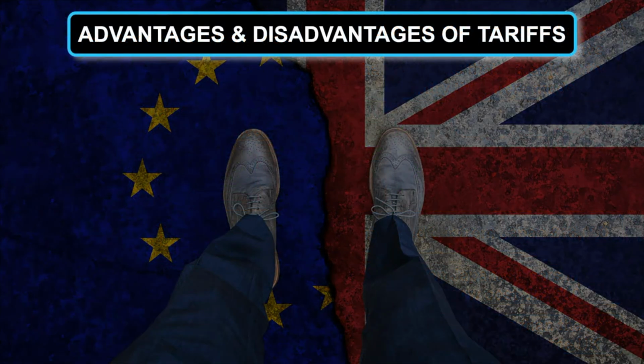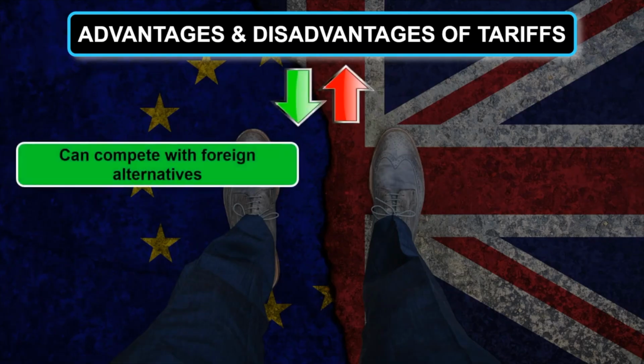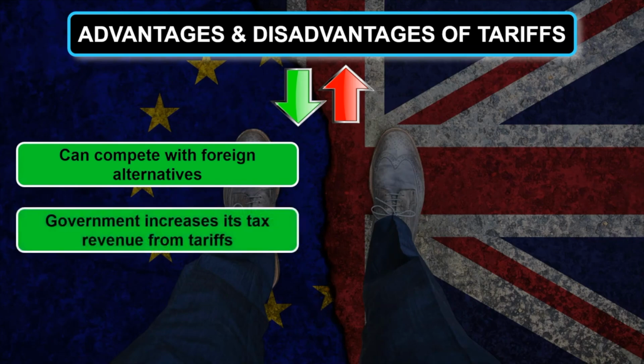Tariffs do have their advantages and disadvantages, and although they can limit international trade, there are reasons governments use tariffs. One of the most obvious advantages is that it means domestic products can compete with foreign alternatives, where production costs and labour are usually cheaper. A tariff makes the goods equal to or cheaper than international competitors. An obvious benefit for the government is that it increases their revenues, as tariffs are paid directly to the government.